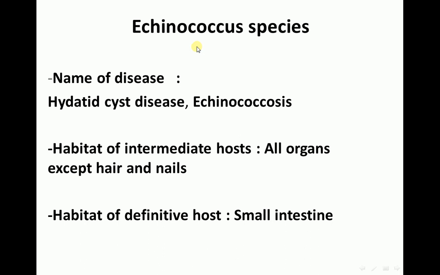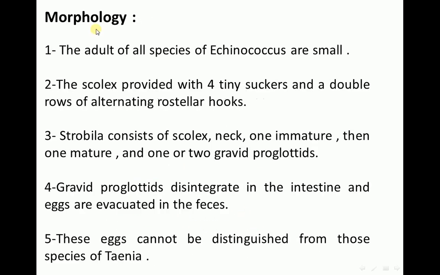Echinococcus species. Name of disease: hydatid cyst disease or echinococcosis. Habitat of intermediate host: all organs except hair and nails. Habitat of definitive host: in the small intestine. Morphology: adult worm of all species of Echinococcus are small.